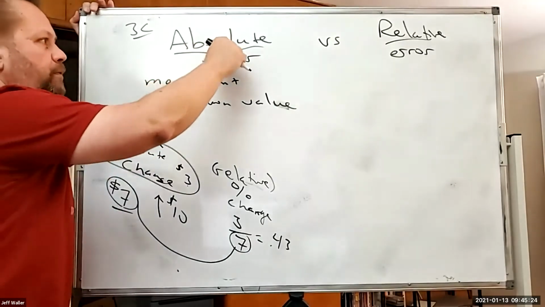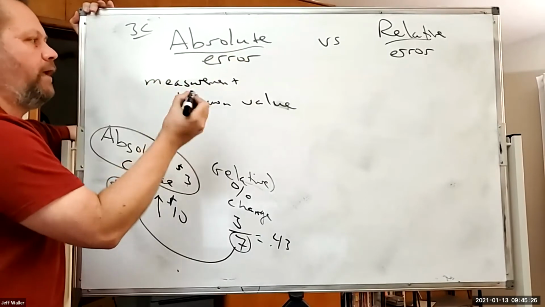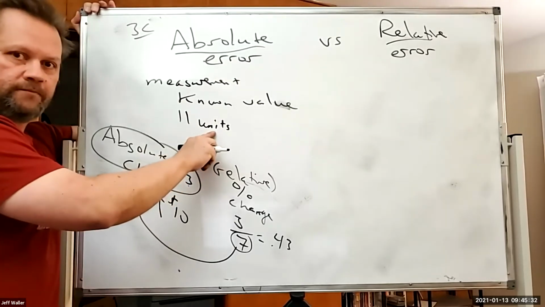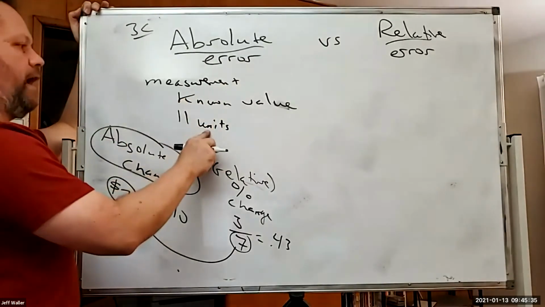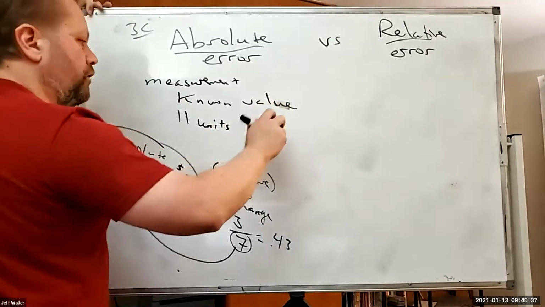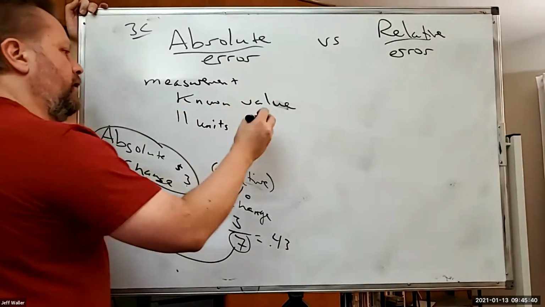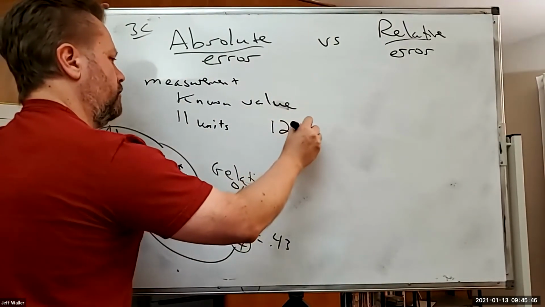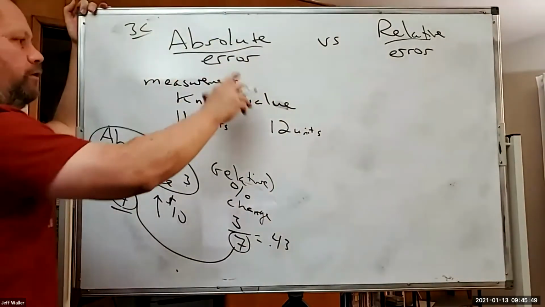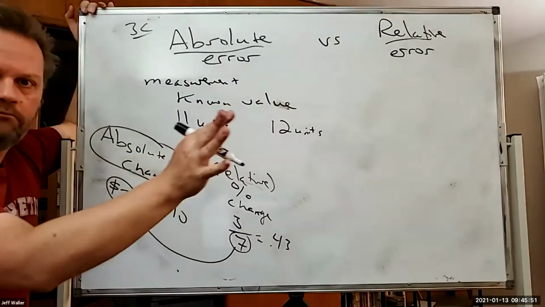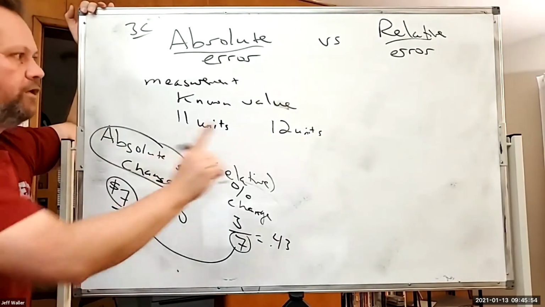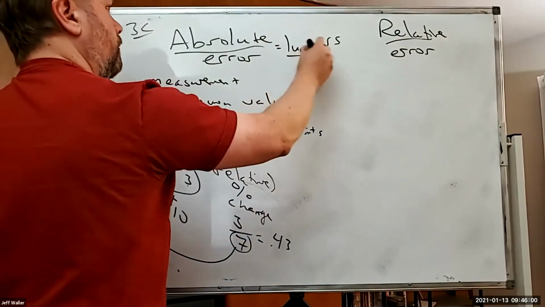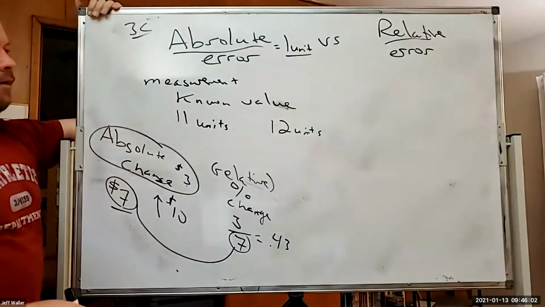So the absolute error, so if the actual weight of a proton was 11 units, whatever the units are, this is the measurement, this is the known, and I measure it and I get 12 units. What's the absolute error? How much was I off by? Same thing like down here. 1 unit. But what was the relative error?